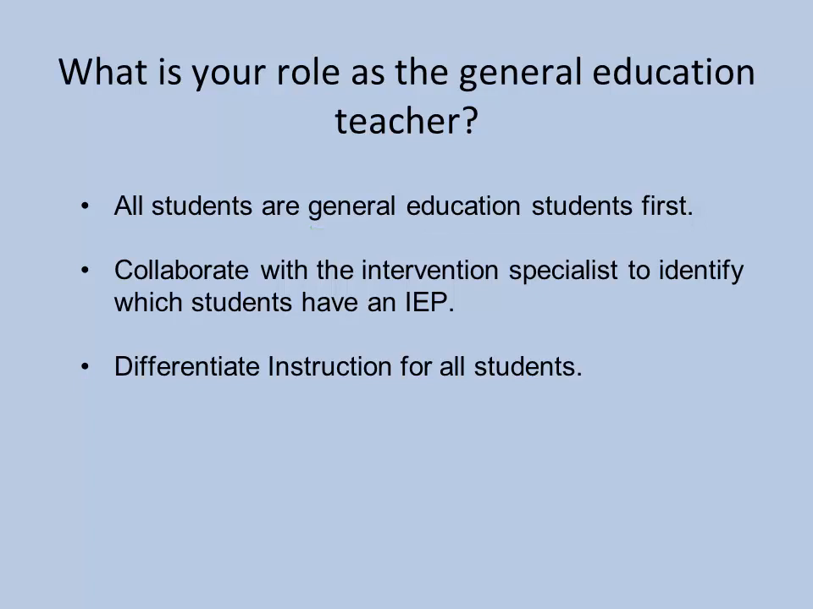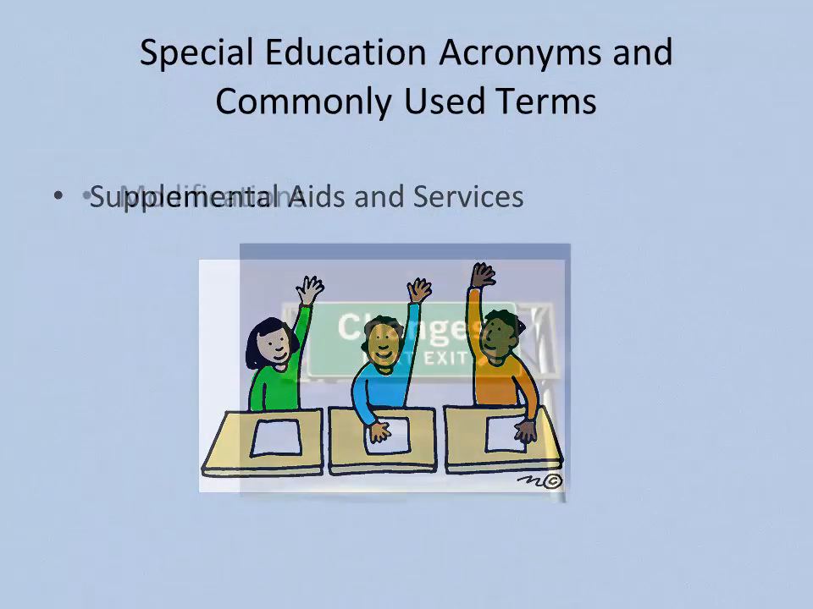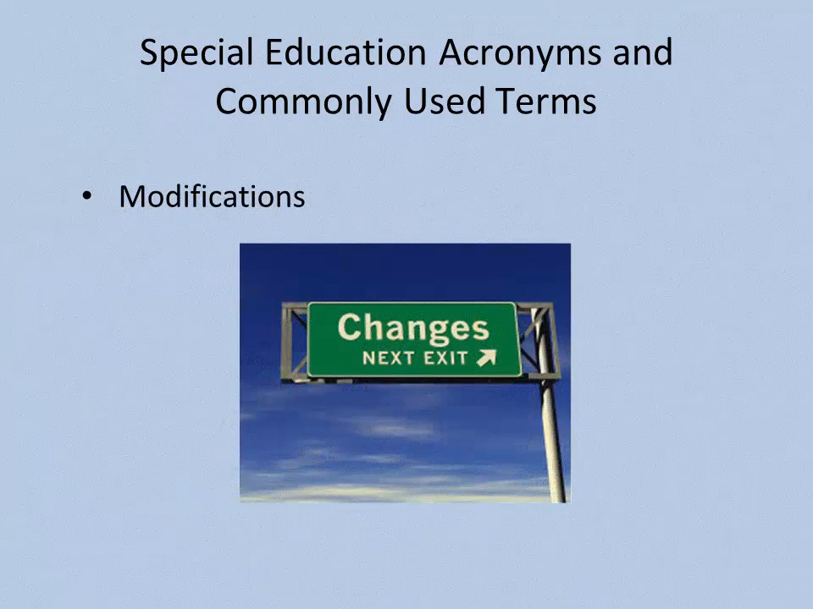However, some receive services and supports. Collaborate with the intervention specialists to identify which students have an IEP and work together to ensure that the student is making the progress required to close the achievement gap. Understanding each student's strengths and academic needs can take time and is crucial to their development.